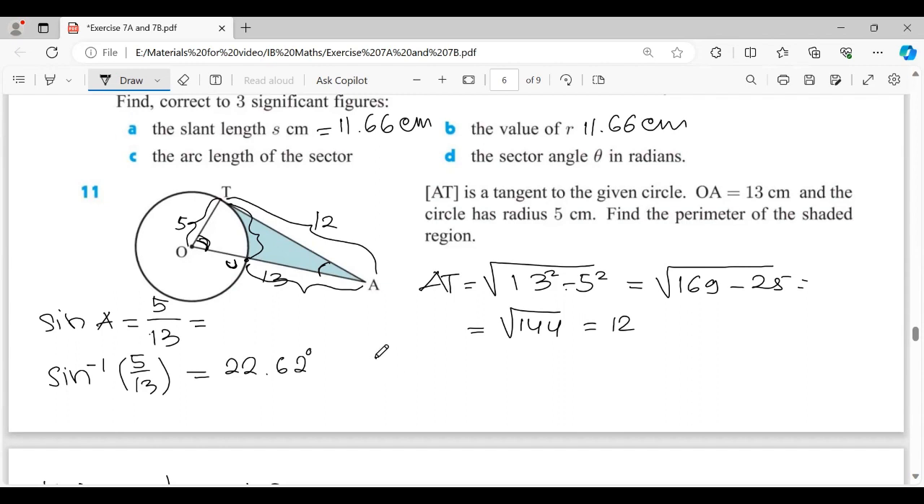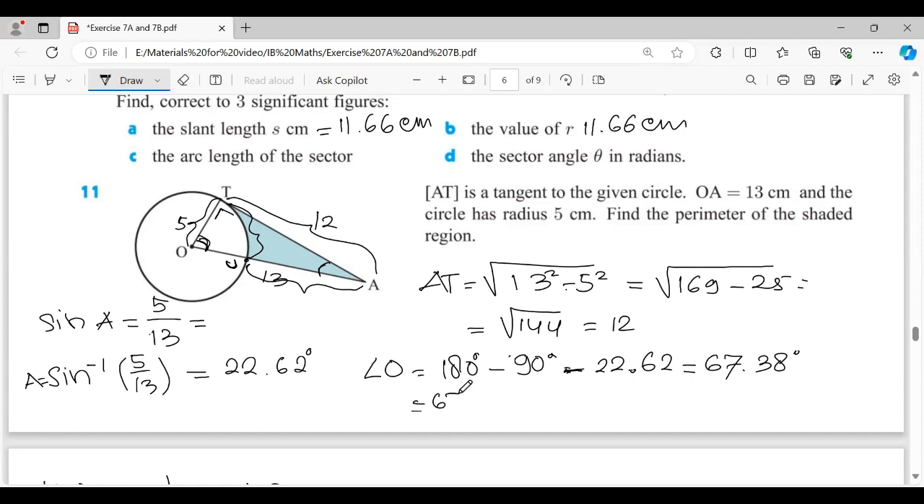It means angle O, this is A, angle A. So angle O equals 180 minus 90, because this is 90, okay, minus 22.62. Yeah. Equals 67.38. Okay.